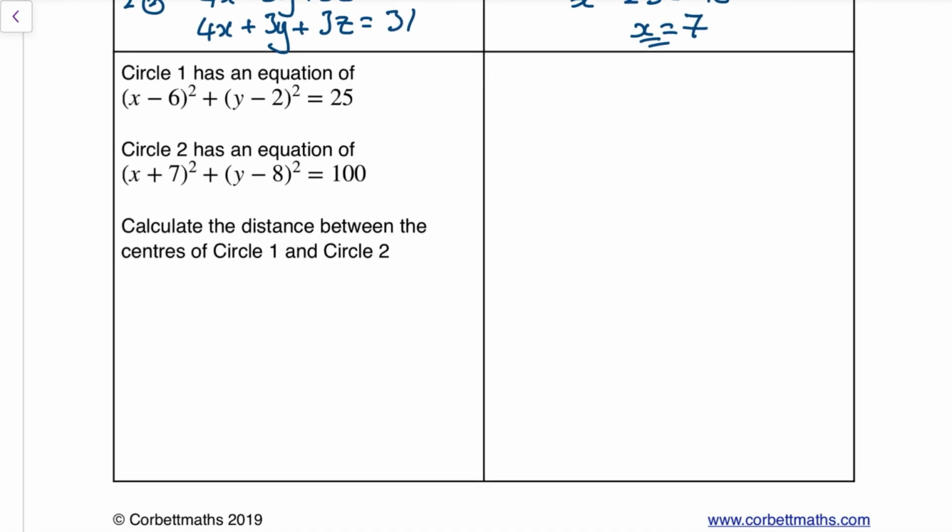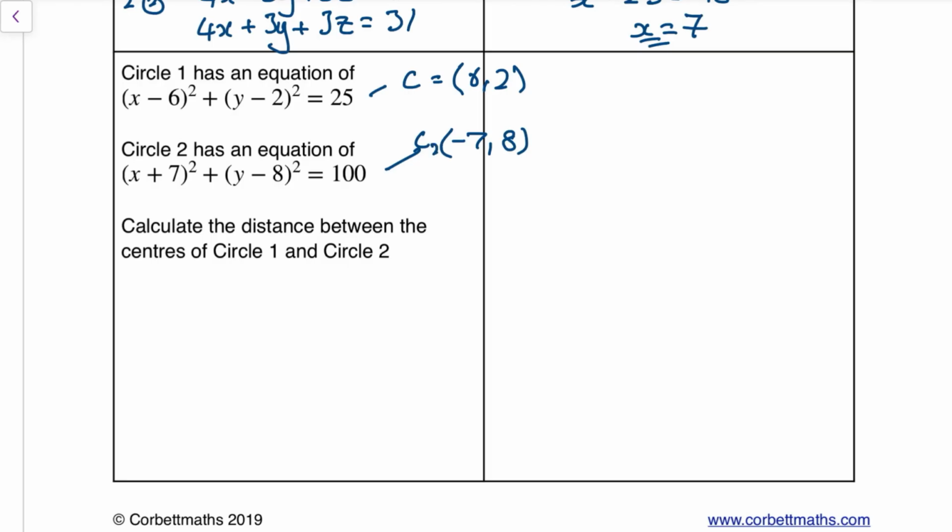Okay, next question. Circle 1 has this equation. So actually, let's read the question first. Circle 1 has the equation. Circle 2 has this equation. Calculate the distance of the centres. Oh, not bad at all. Right, so the centre of this one is 6, 2. And the centre of this one is minus 7, 8.